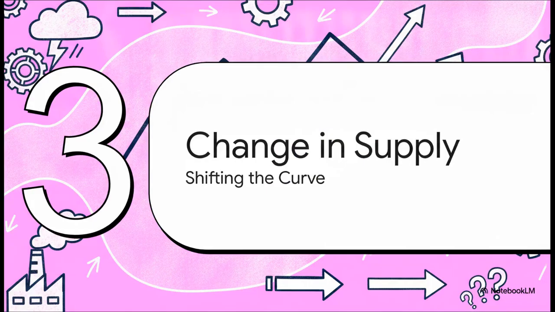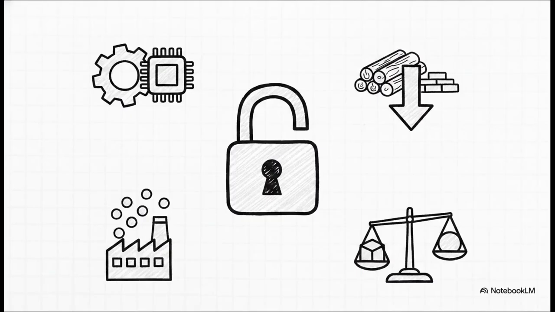That brings us perfectly to Section 3, shifts, which we call a change in supply. So what actually unbolts our curve from the floor? These external triggers. Imagine a factory gets a massive technology upgrade, allowing them to pump out goods twice as fast. Or think about what happens if the price of their raw materials, their input prices, suddenly plummets.